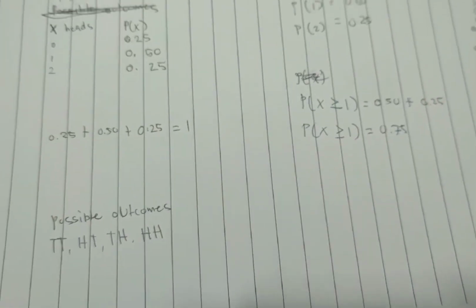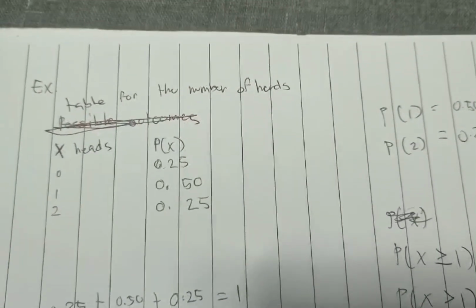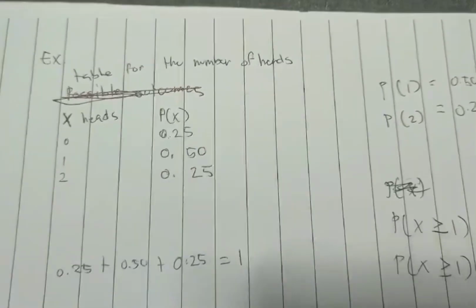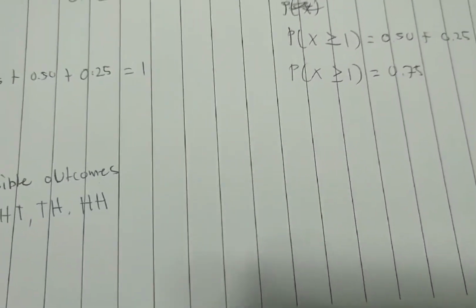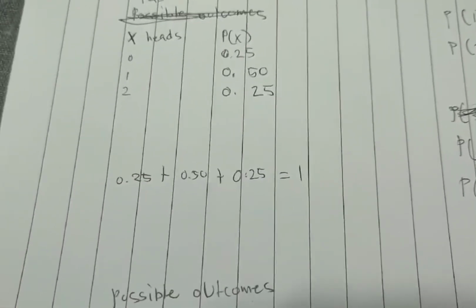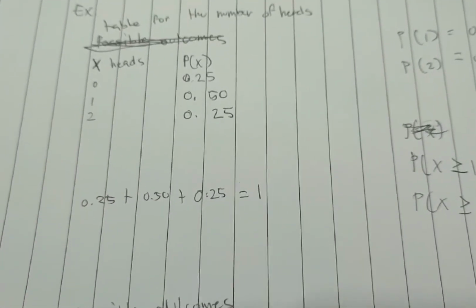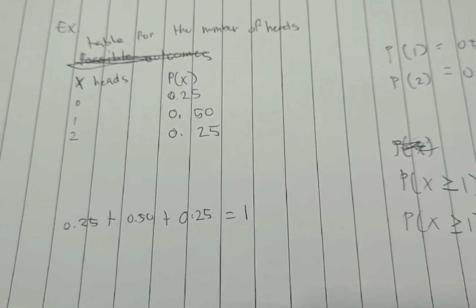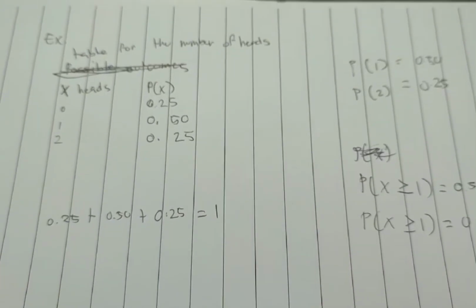Here's the possible outcomes when tossing 2 coins. Here's the example table for the number of heads. Each probability is between 0 and 1. Every probability here is between 0 and 1. For example, the chance of getting 0 heads is 0.25. The chance of getting 1 head is 0.50. The chance of getting 2 heads is 0.25.